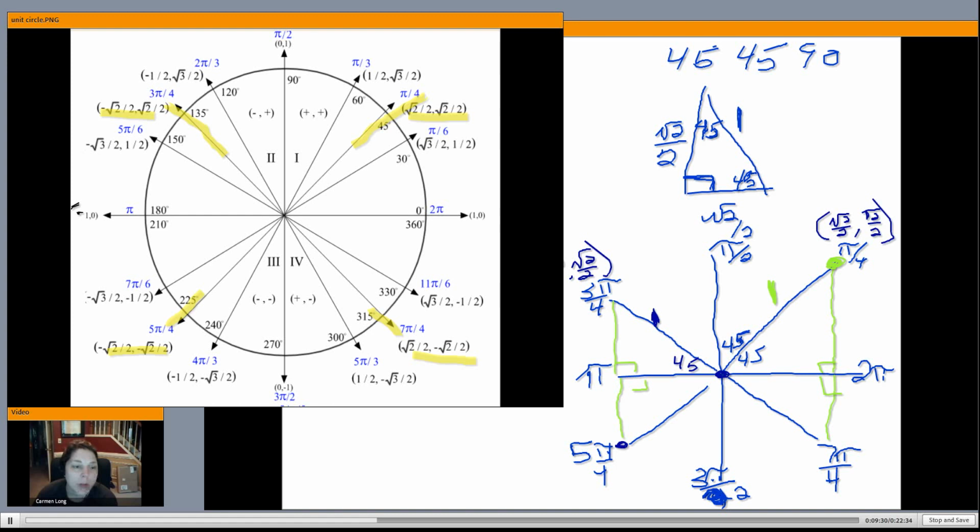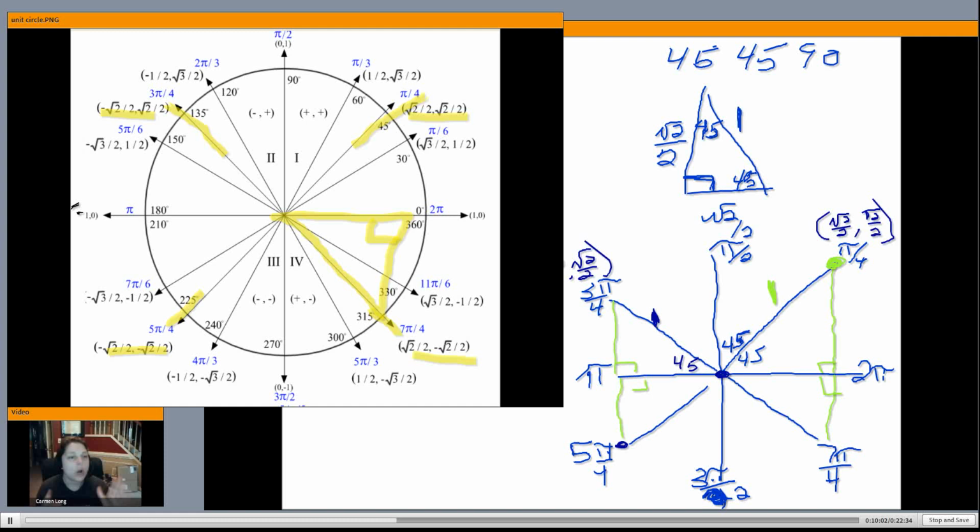So 1 pi over 4, 2 pi over 4, 3 pi over 4, 4 pi over 4, 5 pi over 4, oh, I skipped one, sorry. 1 pi over 4, 2 pi over 4, 3 pi over 4, 4 pi over 4, 5 pi over 4, 6 pi over 4, 7 pi over 4, 8 pi over 4. That's where those markings come from, and the ordered pairs just come from the special right triangle that you know is formed right there by dropping the perpendicular to the x-axis. So hopefully you can see that.